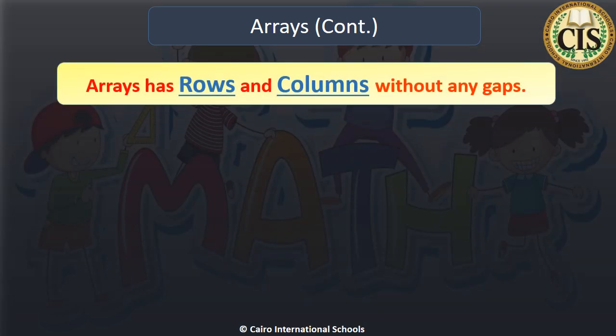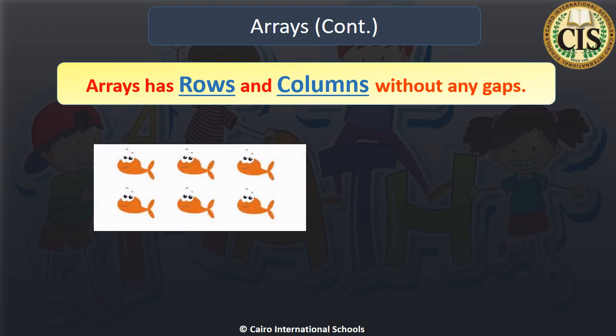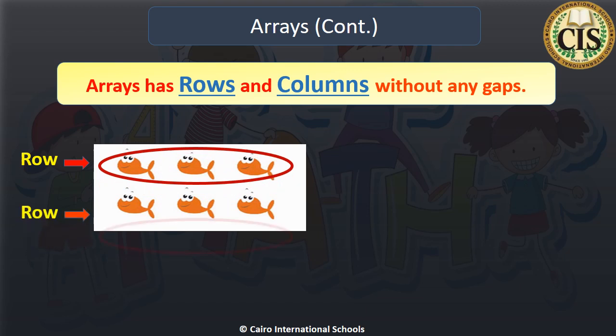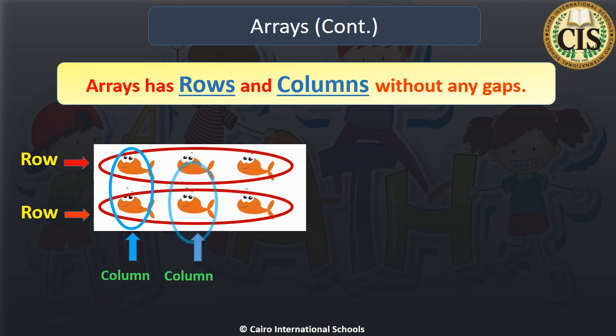As we said, arrays have rows and columns without any gaps. Don't forget. Look carefully at this array. It has no gaps in between, so this is an array. It has rows and columns. The rows are as we move horizontally. Here we have 2 rows. While the columns are as we move vertically. The first column, the second column, the third column. So it has 2 rows and 3 columns.